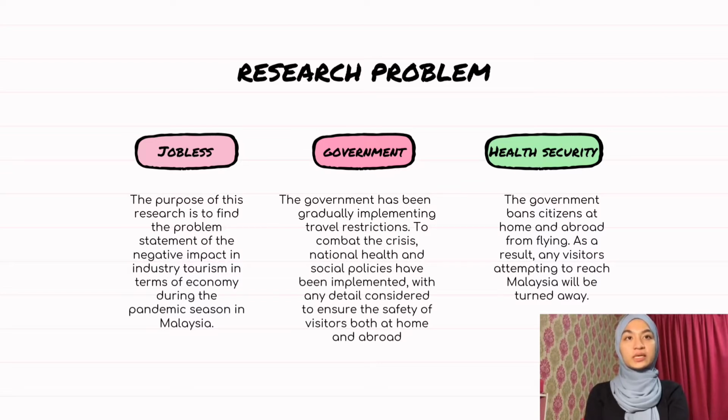Government. The government has been gradually implementing travel restrictions. To combat the crisis, national health and social policies have been implemented with every detail considered to ensure the safety of visitors, both at home and abroad. Health security. The government bans citizens at home and abroad from flying. As a result, any visitors attempting to reach Malaysia will be turned away.